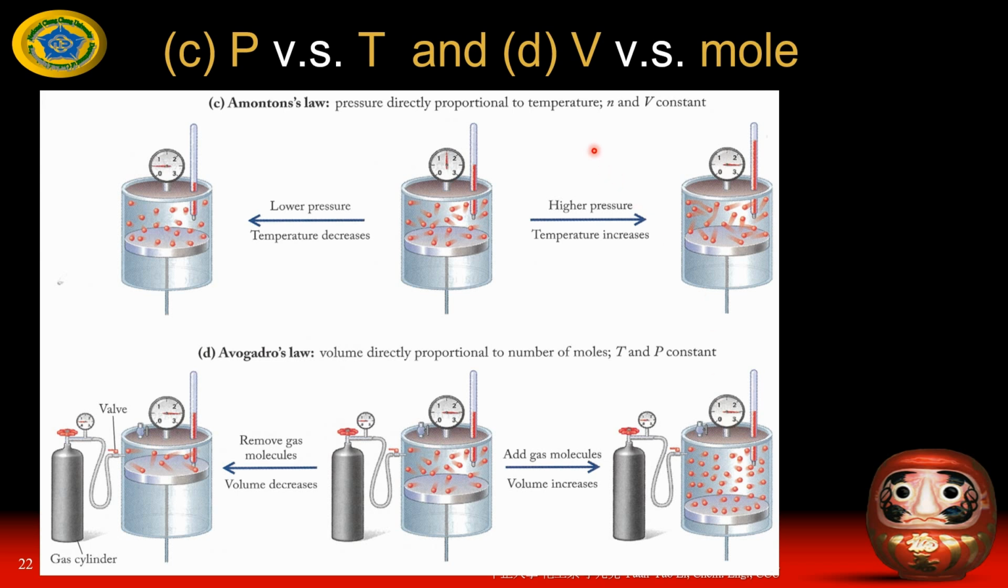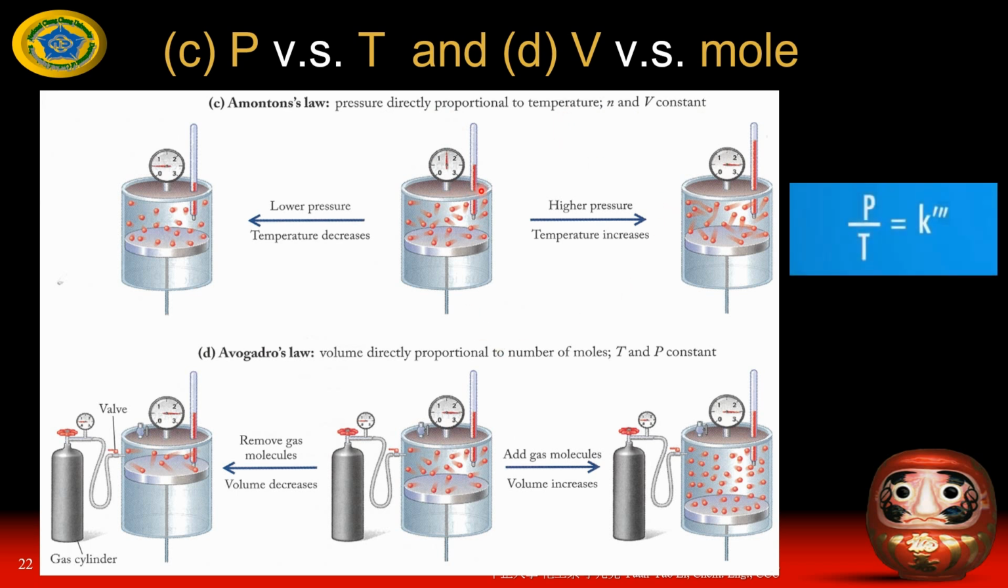Okay, so if we make the moles and volume constant, and we change the pressure and the temperature, we realize the pressure is directly proportional to temperature. That means pressure divided by temperature equals another constant. Pressure increases, temperature increases. Pressure decreases, temperature decreases. This is called Amontons' law.